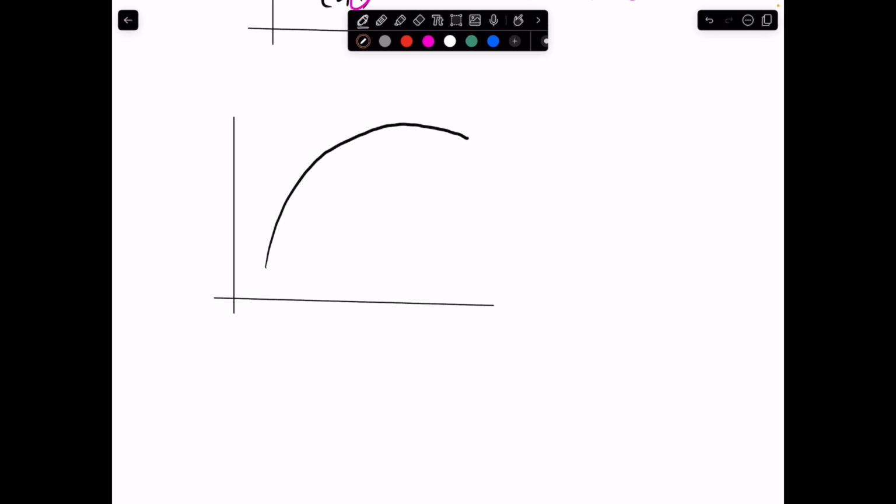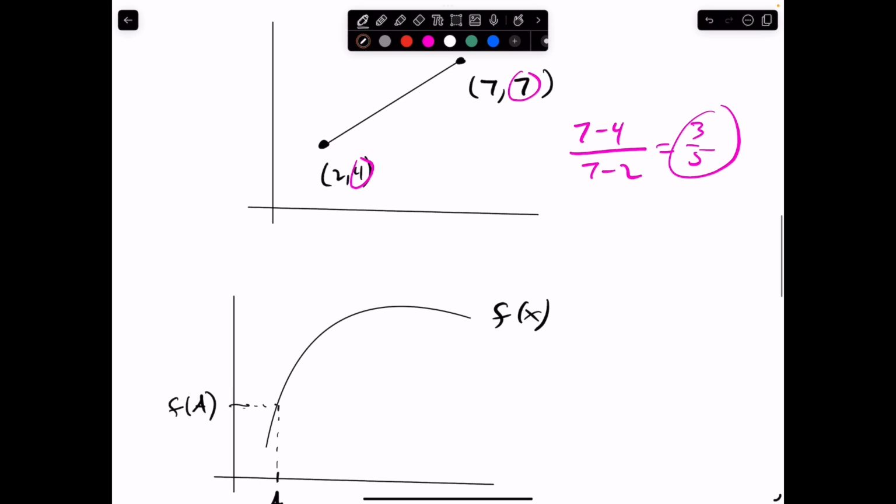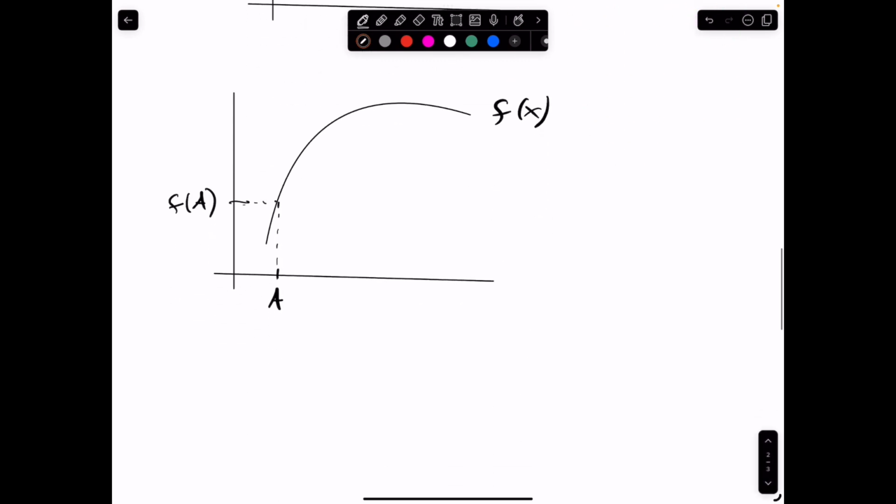Let's say I have some curve, and it's f of x. Now, if I say that this is a, that means the y-coordinate is f of a. So the equivalent back up here, this would be 2, and this would be f of 2, if we were plotting a point. So there that is. Now let's say over here, this point is b. That would make that f of b.